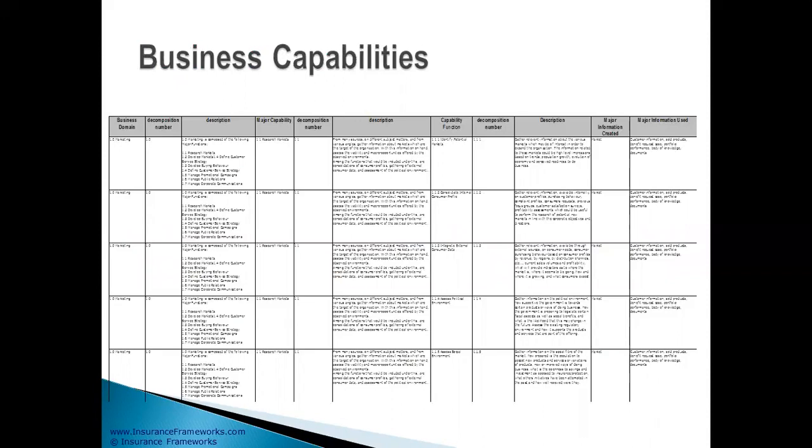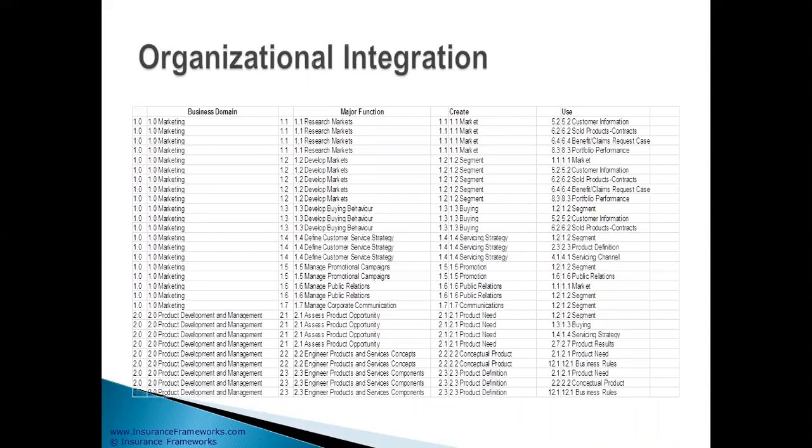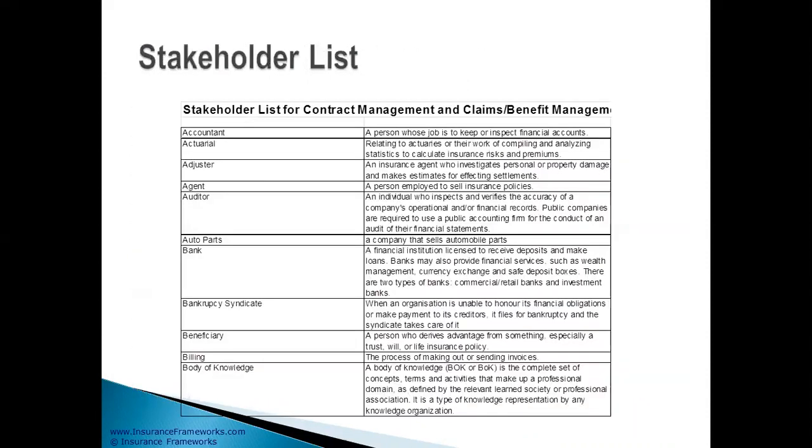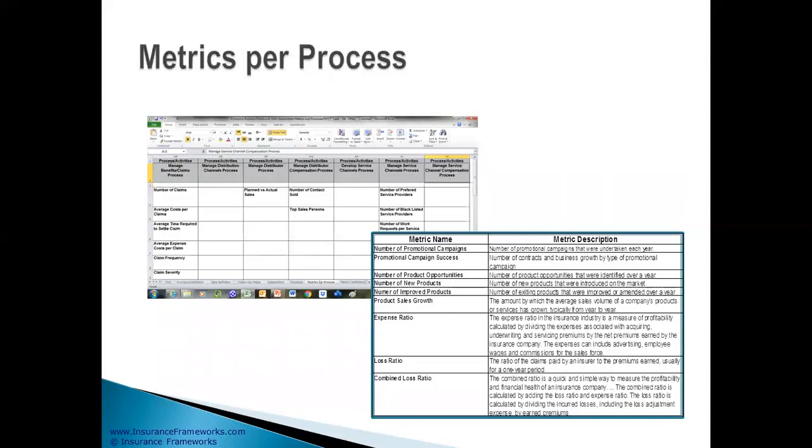Here's a snapshot of the file that we have that describes the import file itself. So we have the functional and the information here, and we have the information structure, and we have the organizational integration map, and we also have a list of stakeholders. We have about 100 of them, all with their own definitions. And we have the business processes with the activities within each one of the business capabilities. And we have the metrics for each one of those processes, plus a definition of each one of the metrics.